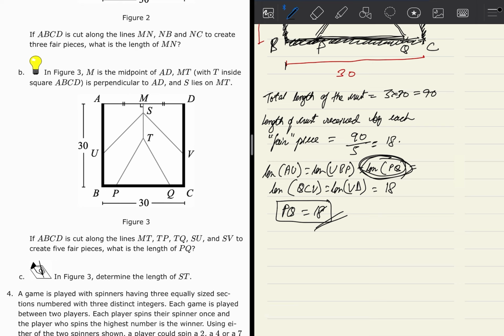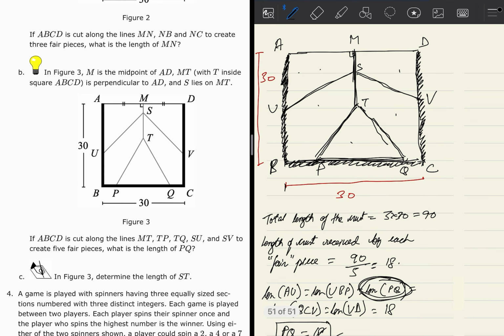So let's move on to question C now. In C we are being asked that in figure 3 determine the length of ST. One more thing that's mentioned in this figure is that AM equals MD. So if the whole AD is 30, since AM equals MD, AM equals 15 and MD is 15 each. So they add up to 30. I'm telling this because it is going to come into use as we try to solve this one.